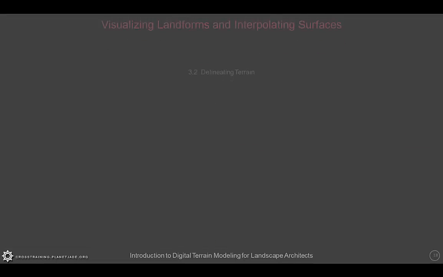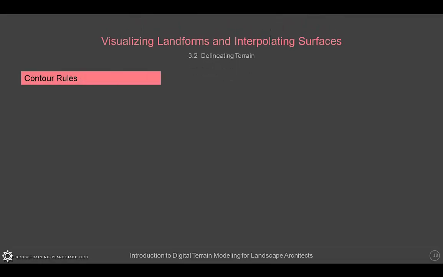The next thing I want to talk a little bit about are the contour rules. So there's a lot of things that you can do with contours, but generally we have some rules that we try to follow as we are doing grading. So the first one is going to be: all points along a contour line must have the same elevation. So this is kind of the definition of what a contour is.